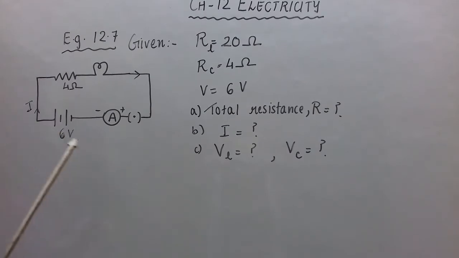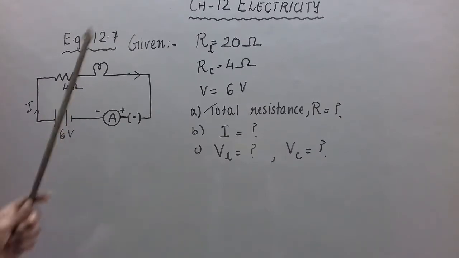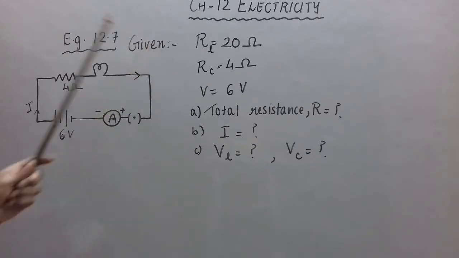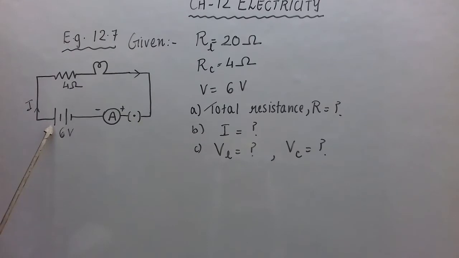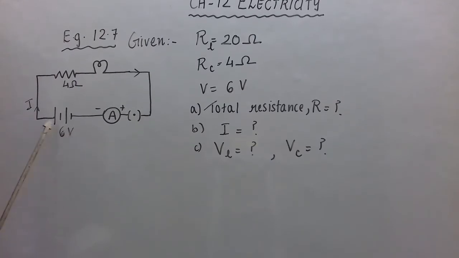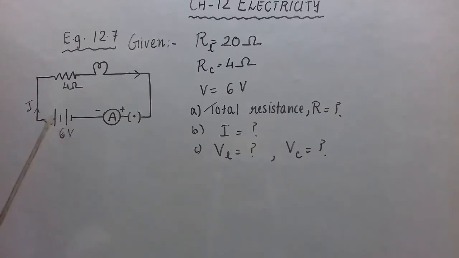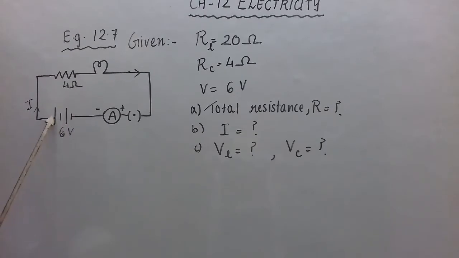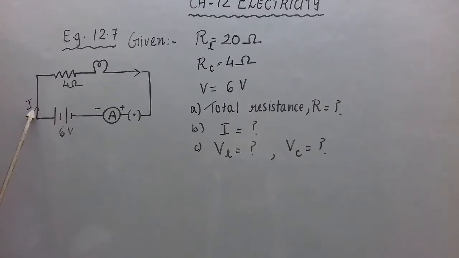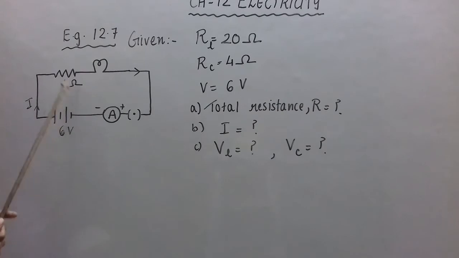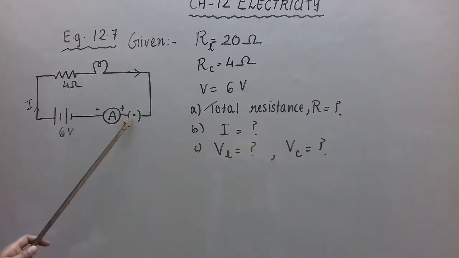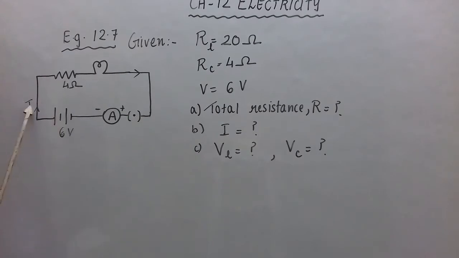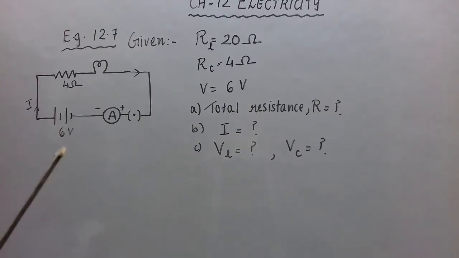So students, this is the circuit drawn. We are supposed to write the given things, and you can look at the circuit diagram. Here is a battery, 6 volt, supplying or maintaining 6 volt of potential difference. I is the current flowing through the circuit. The 4 ohm is in series with this bulb. The ammeter is connected and the key is closed. Current is flowing.